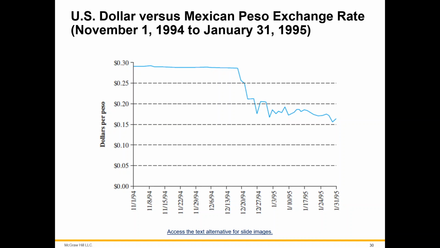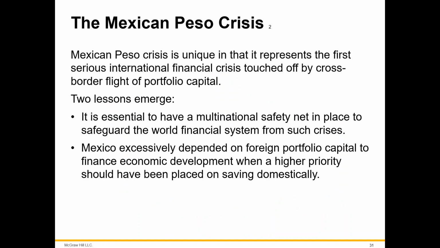So here's that exchange rate. You can see this is what a peg or close to a peg looks like. You have a very, very stable exchange rate, and then a dramatic departure, and then lots of variability after that. So the peso crisis is unique in that it's the first serious international financial crisis touched off by a cross-border flight of capital, right? So if you have capital moving from one country to another country, causing a crisis, this can matter a lot.